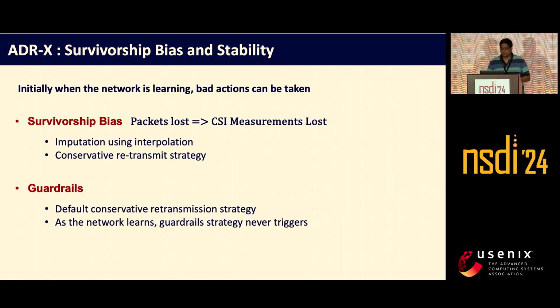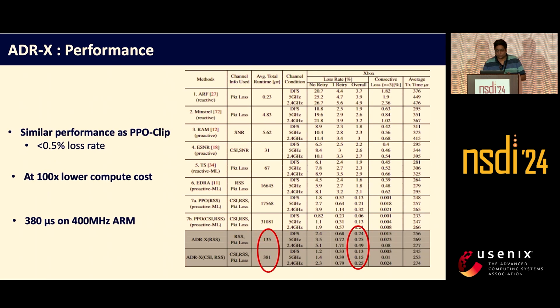So for this, what we did is we used a very simple guardrail kind of mechanism. So we have a conservative retransmission mechanism, which essentially reduces the rate a lot while retransmitting. And so, of course, this is inefficient when it comes to power, but eventually when it learns, this is not used at all, essentially, right? So this mechanism solves both of the things.